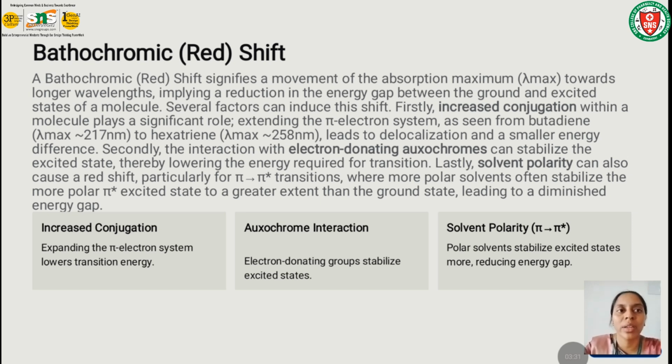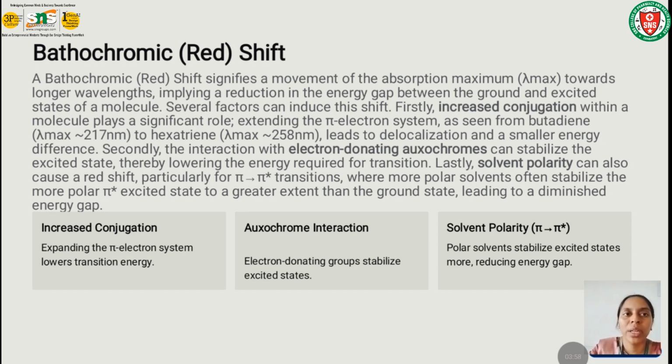Secondly, the interaction with electron donating auxochromes can stabilize the excited state and thereby lower the energy required for transition. Lastly, the solvent polarity can also cause a red shift, particularly for pi to pi star transitions, where more polar solvents often stabilize the more polar pi star excited state to a greater extent than the ground state, leading to the diminished energy gap.